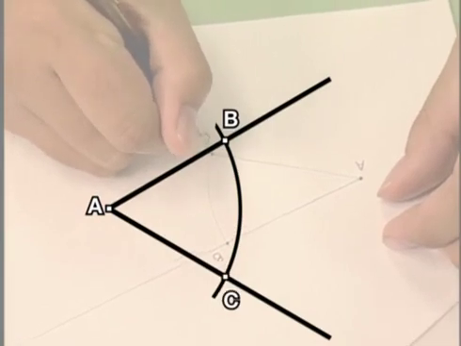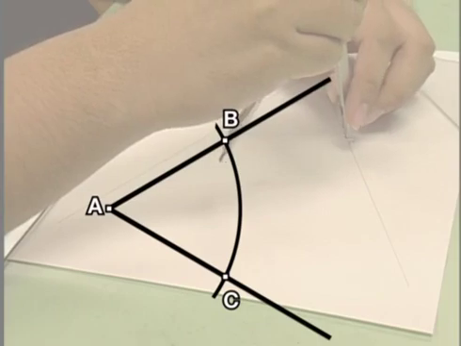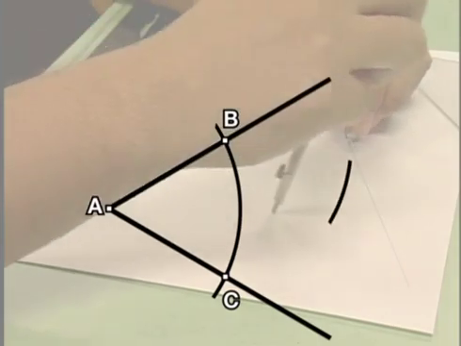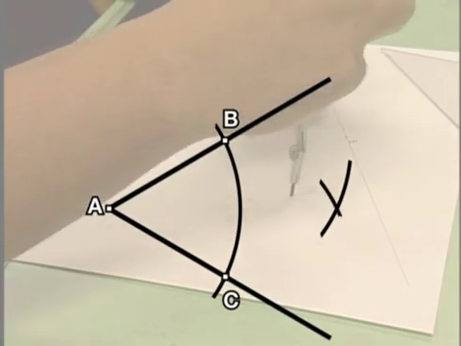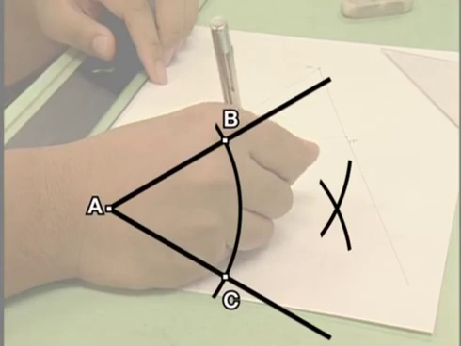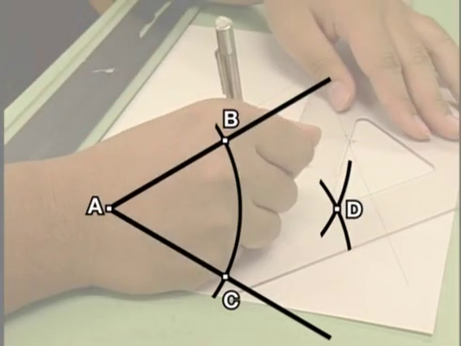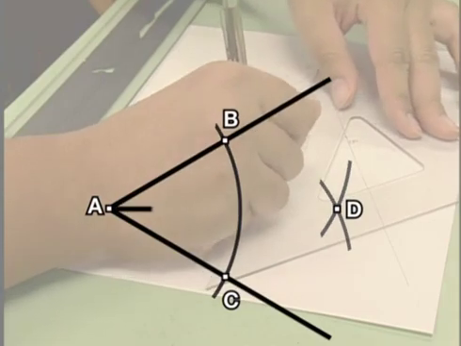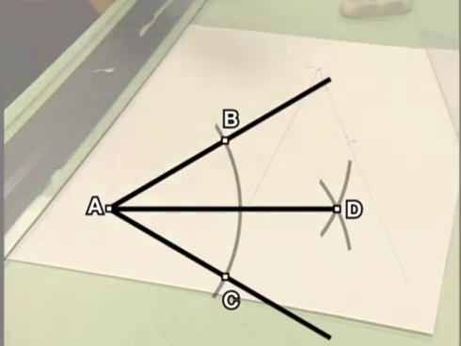Now, using the same compass setting, Chuck places the point of his compass on point B and draws an arc. Using the same setting, he places the point of the compass on point C and draws another arc intersecting the one he just drew. Where these two arcs intersect, Chuck makes a point and labels it D. Then, using his straight edge, Chuck draws a line connecting points A and D. AD is the bisector of angle A.